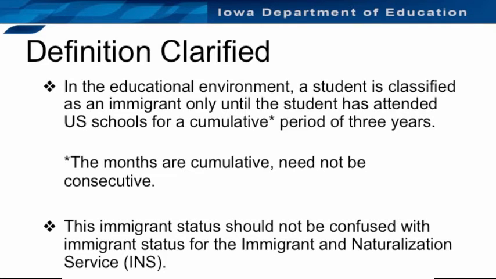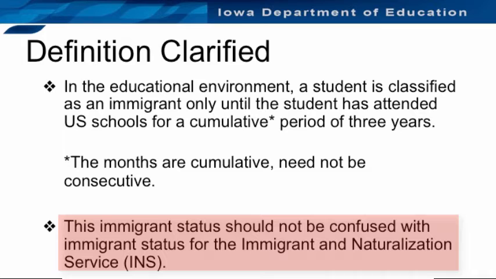Let's further clarify this definition. In the educational environment, a student is classified as an immigrant only until the student has attended U.S. schools for a cumulative period of 3 years. The months are cumulative and need not be consecutive. This immigrant status should not be confused with immigrant status for the Immigration and Naturalization Service, or INS.